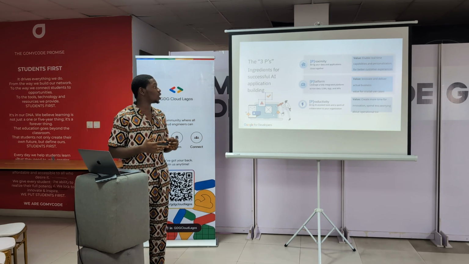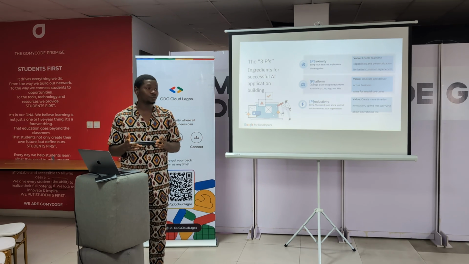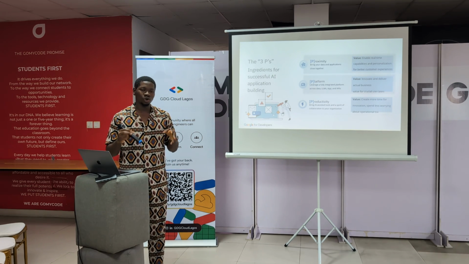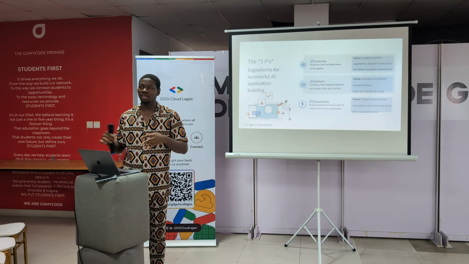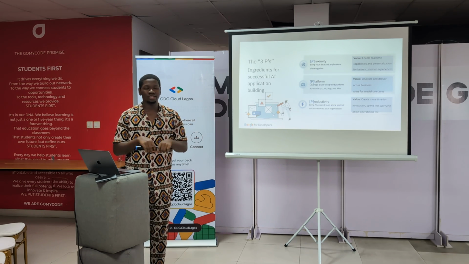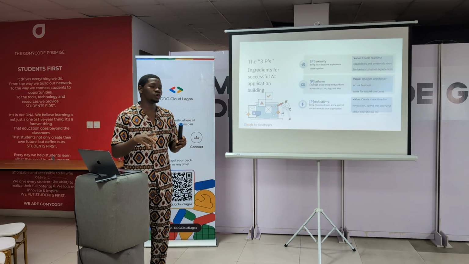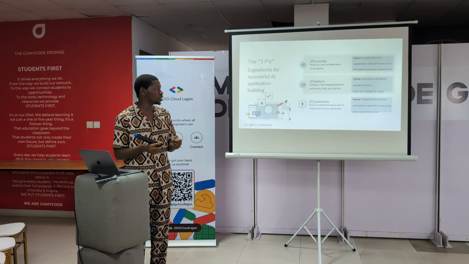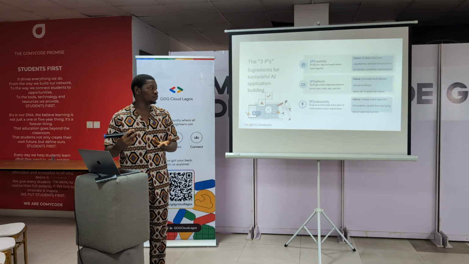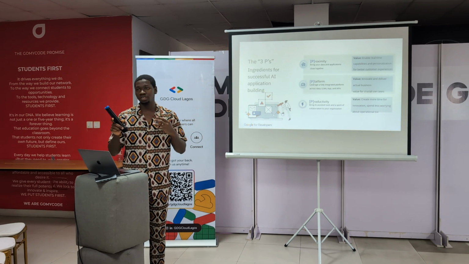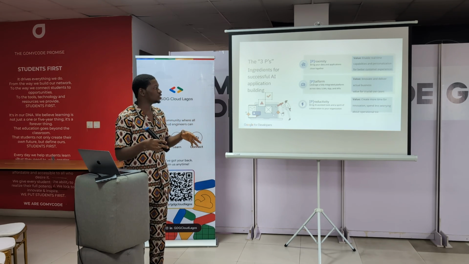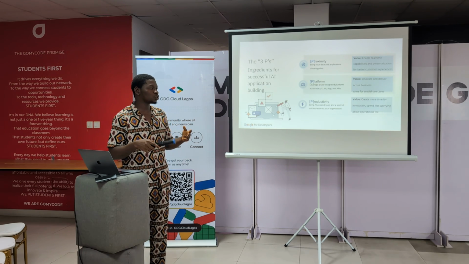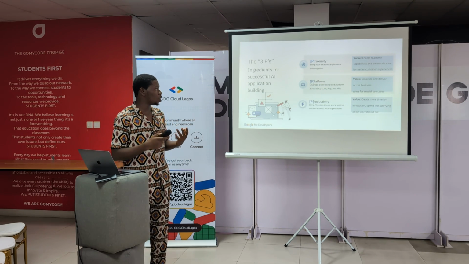The first thing I'm going to talk about is the 3 P's of successful AI application building. The first P is proximity. You have to make sure that your application and your database are close together. When they are close together, it saves you a lot of latency issues and ingress or egress issues. It saves you a whole lot of time and helps you develop your application faster. Another one is platform. If you have fully integrated platforms for your data, your model, and your deployment, it also saves a lot of time and helps you scale faster.